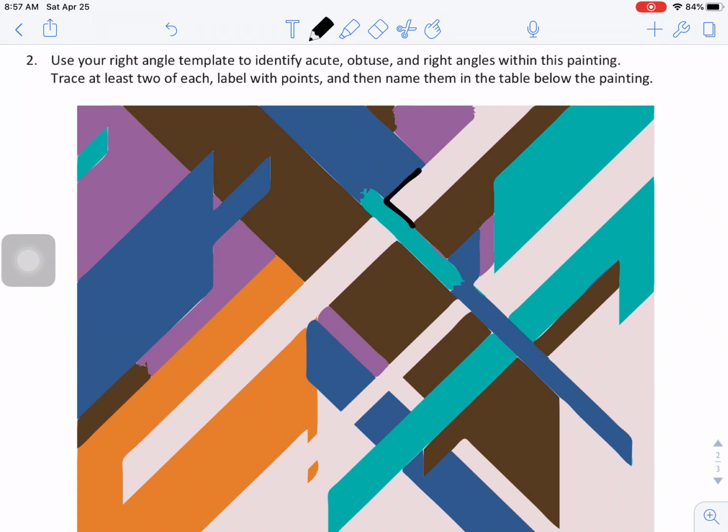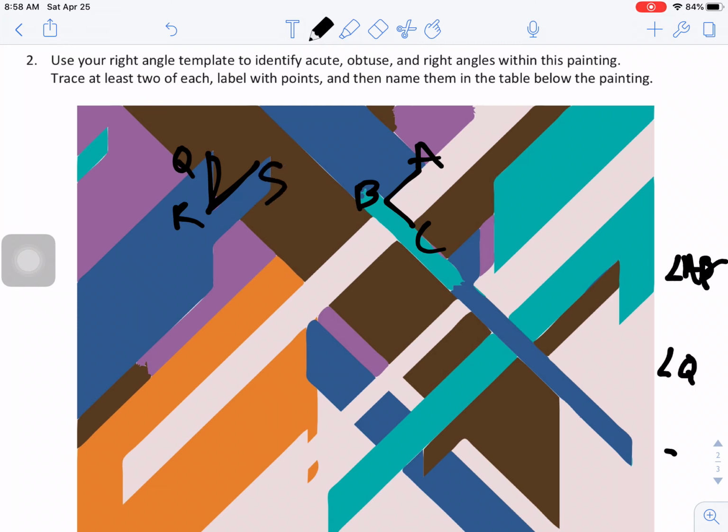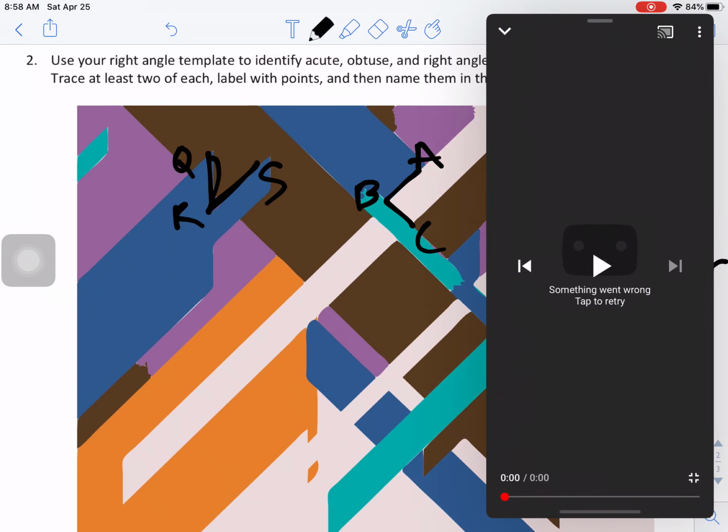So you will just trace one of the angles that you find with your right edge, and then there will be a table below. You will label your angles with letters like we talked about yesterday, and then you will write your abbreviation in the table under the type of angle it is. This is a right angle, so you will put it under right angle, angle ABC. Here's another angle that is acute, and if I wanted to, I could label it any 3 letters. Here's angle QRS.